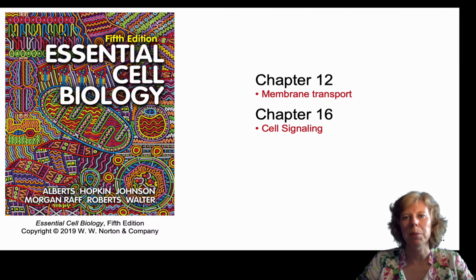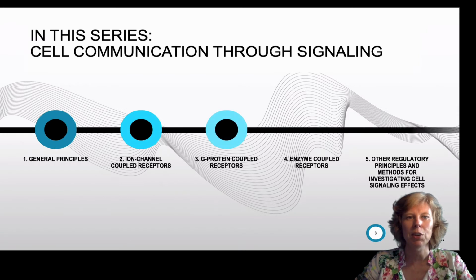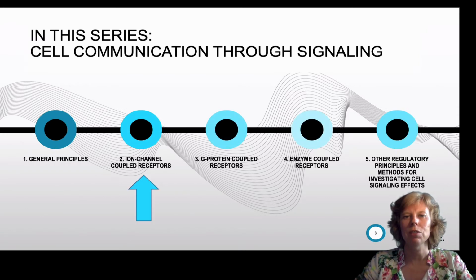Illustrations in this video are based on the book Essential Cell Biology, unless otherwise indicated. The information given in this lecture can be found in chapters 12 and 16. In the series Cell Communication, I give 5 short lectures. This lecture is the first of 3 separate lectures on the most common receptor types, ion channel coupled receptors.